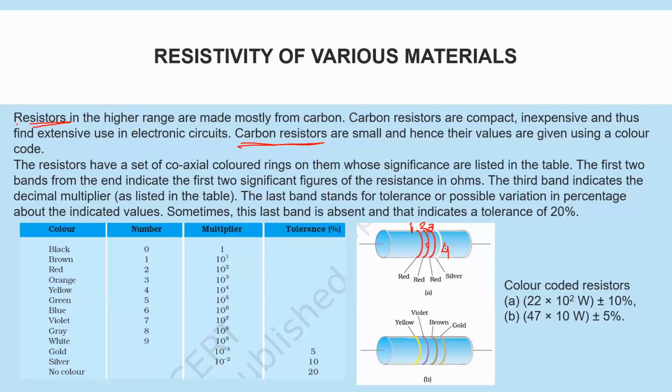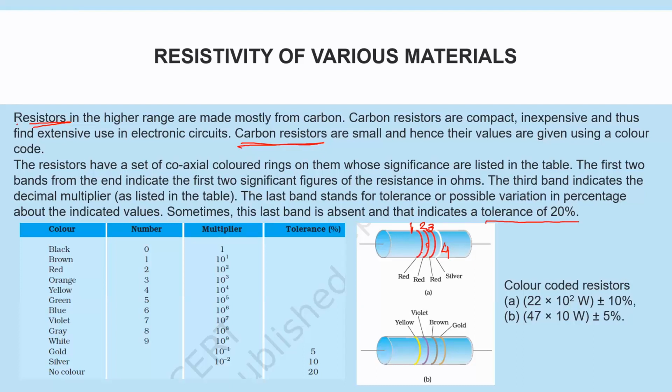Okay, so obviously it's not always possible to give you the exact values of these resistors. So these color coded rings actually help us in estimating the value of the resistance that is being used in a circuit. Okay, and if the last band is not present, then by default we take the tolerance of say 20%.